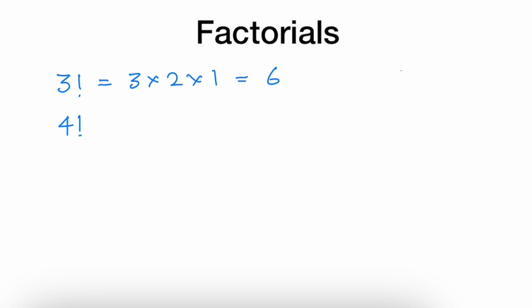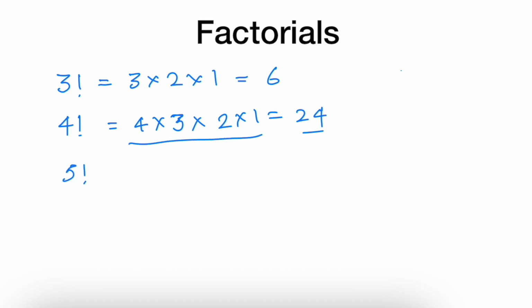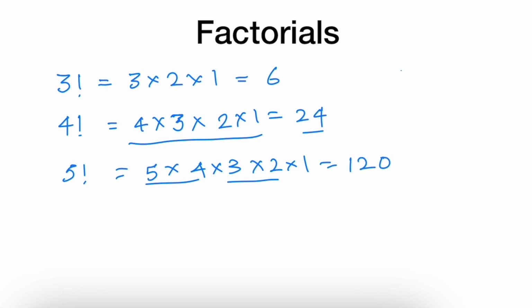4 factorial can be written as 4 into 3 into 2 into 1. So 4 into 3 is 12, 12 2s are 24. So this is the value of the factorial, and this is called the expansion of the factorial. So what is 5 factorial? Let's do it. This is 5 into 4 into 3 into 2 into 1, which is equal to 5 4s are 20, 3 2s are 6, 20 into 6 is 120. This is the value of the factorial.